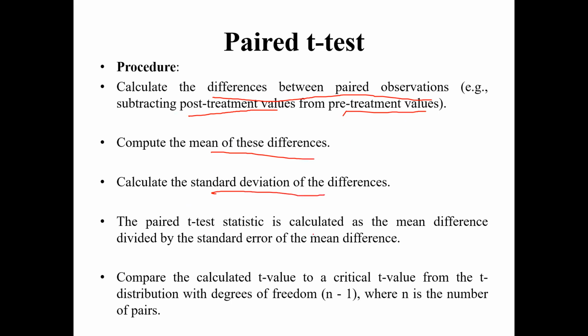Then the paired t-test statistic is calculated as the mean difference divided by the standard error of the mean differences. This is the paired t-test statistic. This is the formula, and we will get more clarity with the help of examples. Then compare the calculated t-value to a critical t-value from the t-distribution with degrees of freedom n minus 1, where n is the number of pairs.